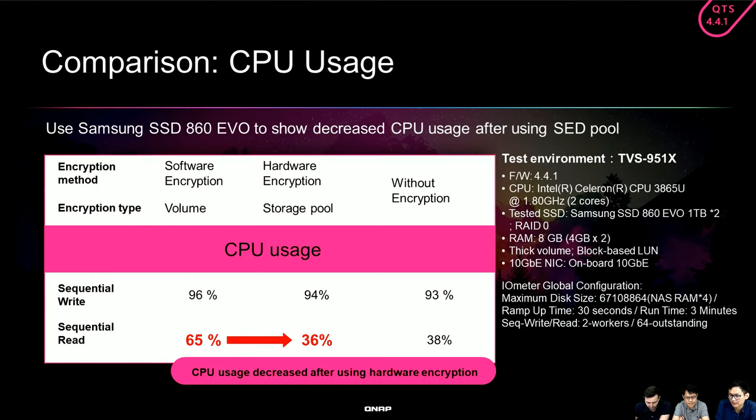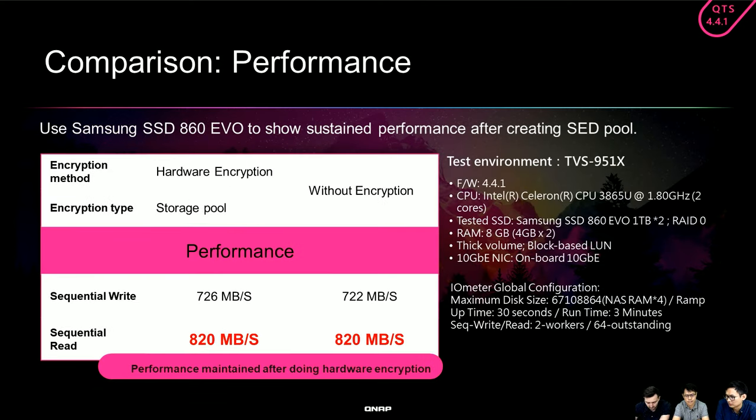Here's a comparison of CPU usage between software and hardware encryption. You can see the sequential read CPU usage is different. If you do hardware encryption, your CPU loading will be almost half. And the performance with hardware encryption is the same as without encryption: the sequential read and write will be the same. So you can guarantee your security and your performance at the same time with Samsung SSD.